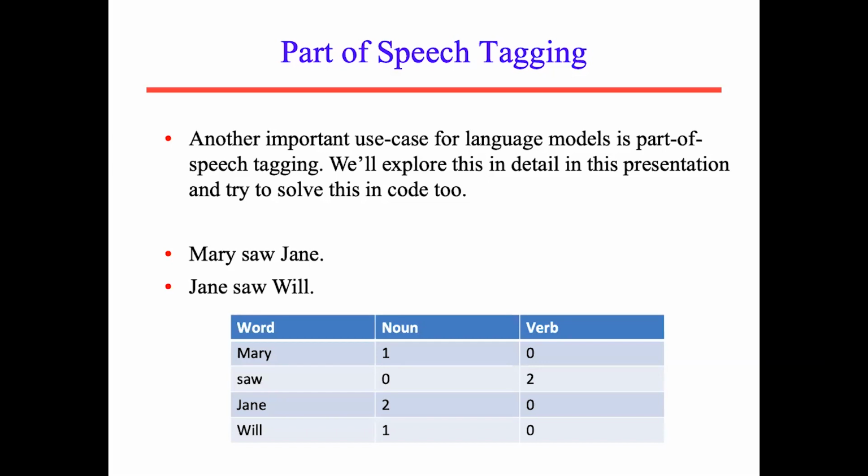So the two sentences that we'll first delve into are "Mary saw Jane" and "Jane saw Will." Here, let's try to understand how many nouns we have and how many verbs we have. As you can see, Mary has been used as a noun, saw has been used as a verb twice, Jane has been used as a noun twice, and Will has been used as a noun once.